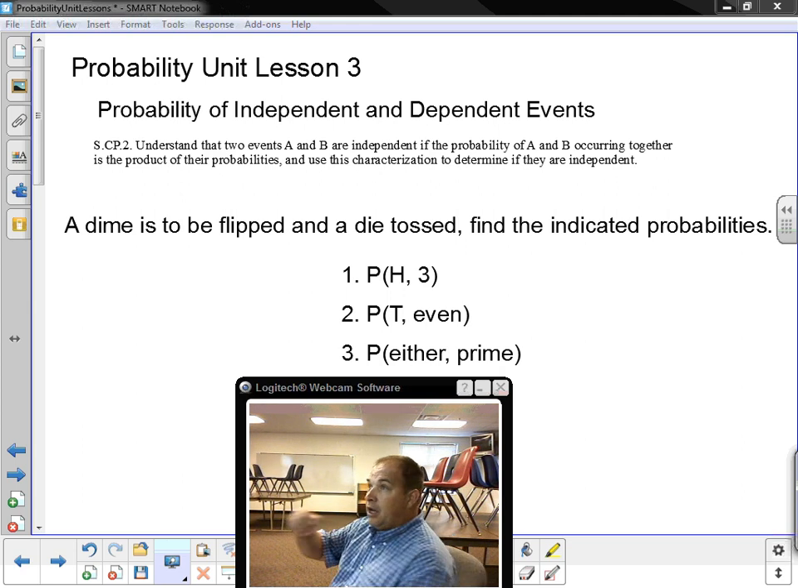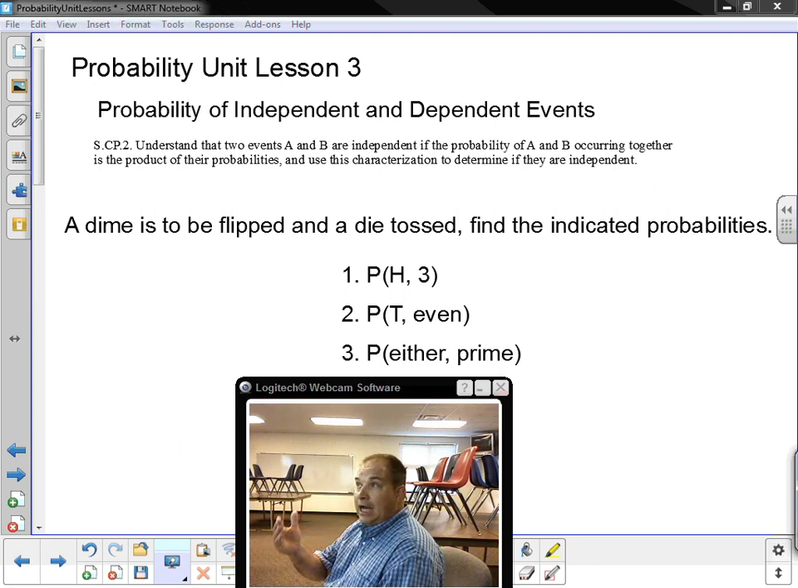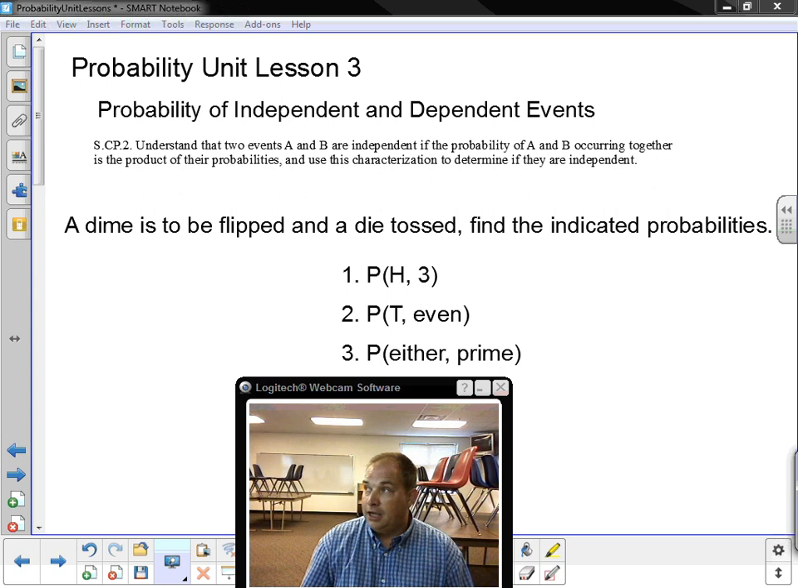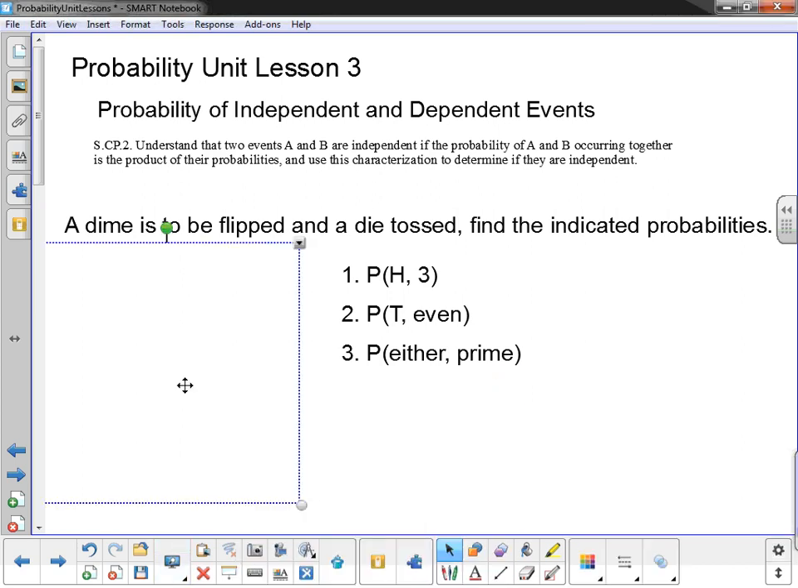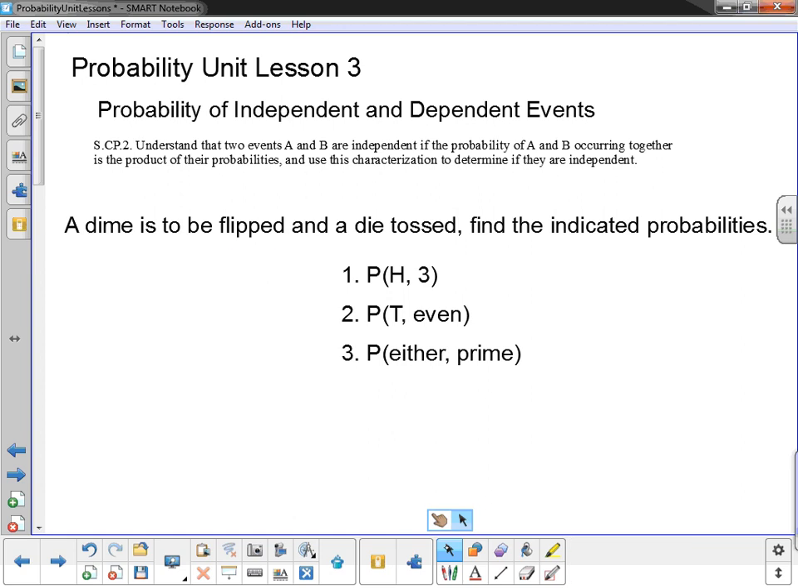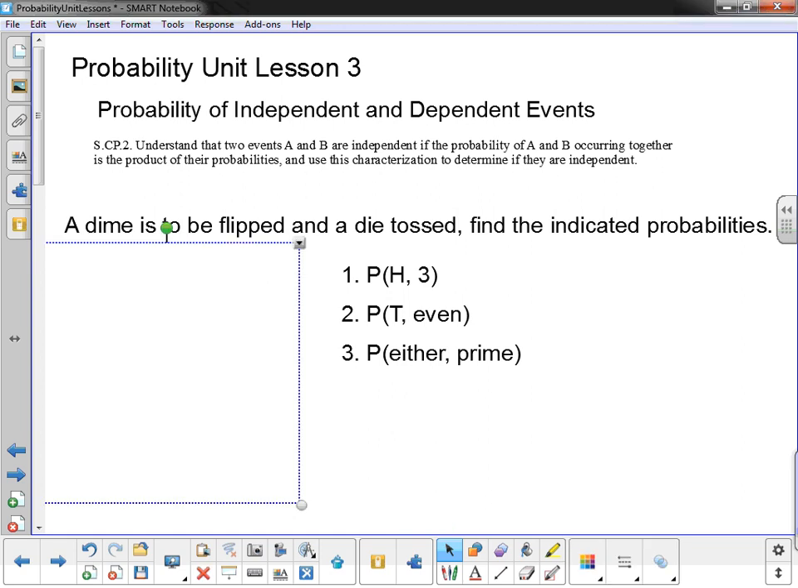Here I have, up here, a dime is to be flipped and a die tossed. And I want you to find the probability of a heads and a 3, or a probability of a tails and an even, or the probabilities of either and a prime number. Now, one of the things we can do is turn this into a table, or a tree, I should say. Oh, didn't get the one I wanted. I wanted this. There we go.